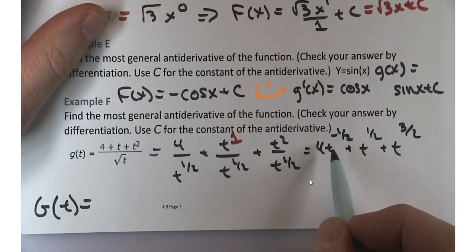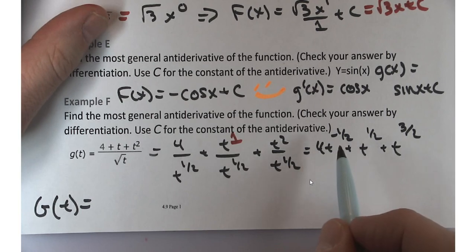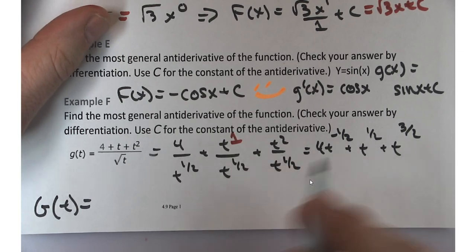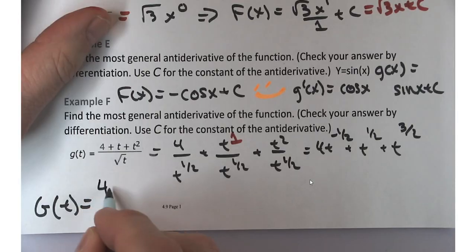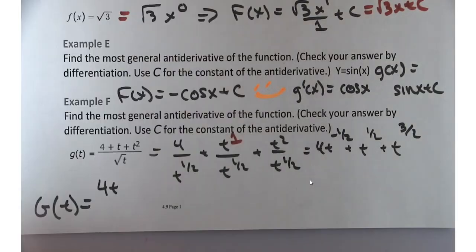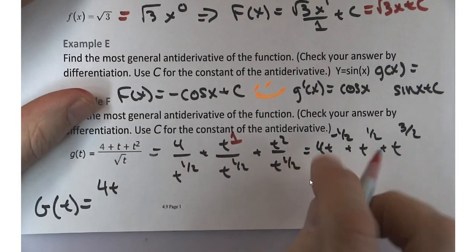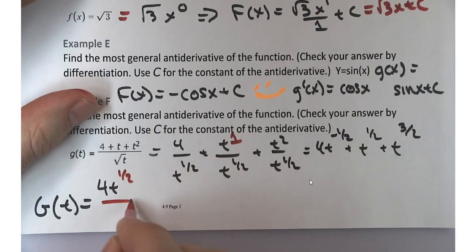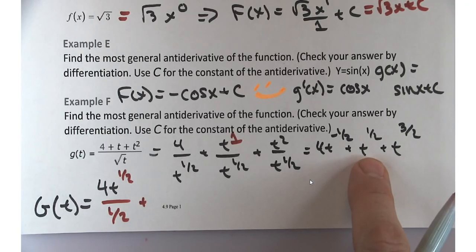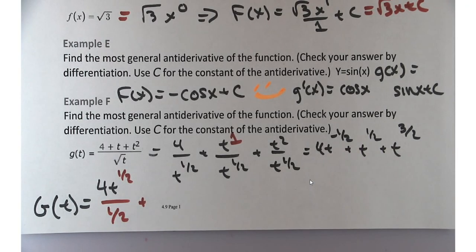Now here we've got to be a little bit careful. If you add 1 to the exponent, what will you get? 4t to the what power? Negative 1/2 plus 1. Add 1 to the exponent here. Gabrielle, what would I get for the exponent then, please?